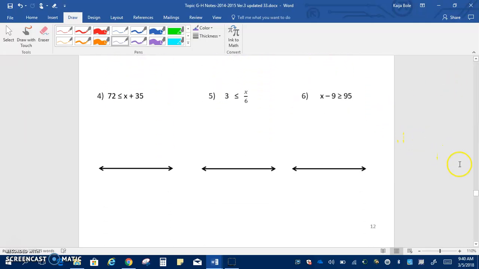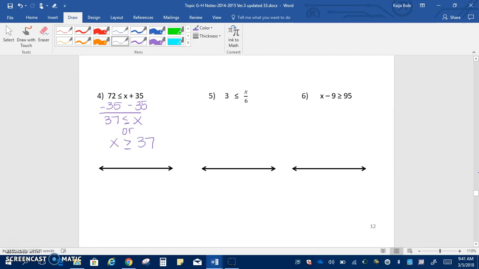Alright, a few more down here. 72 is less than or equal to x plus 35. So it looks a little different just because it's kind of flipped, but we're going to solve it in the same way. We're going to first subtract 35 from both sides. And we get 37 is less than or equal to x. If it helps you, you may flip it around, and it would be x is greater than or equal to 37.